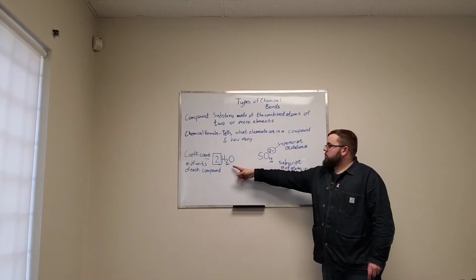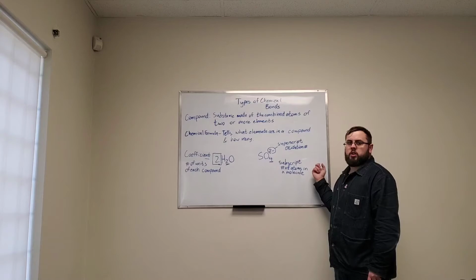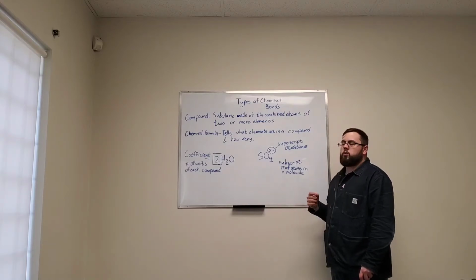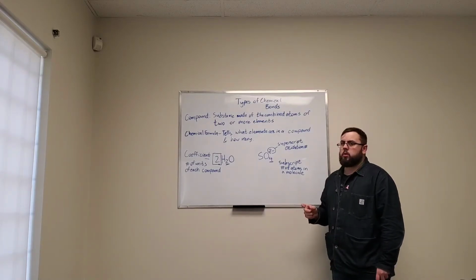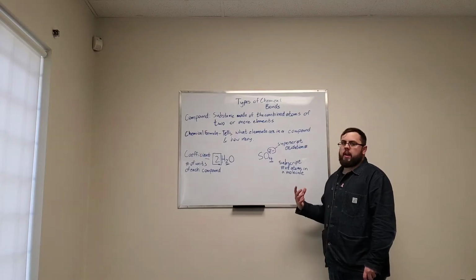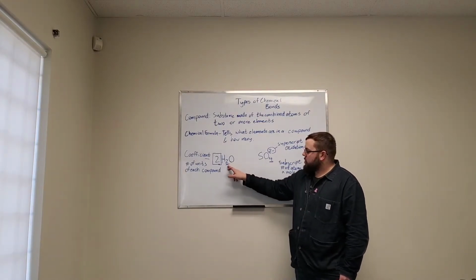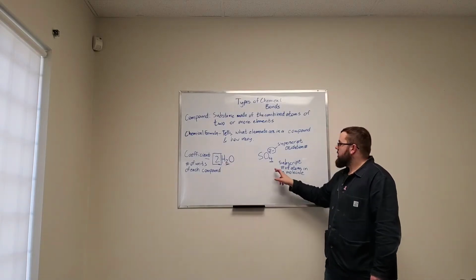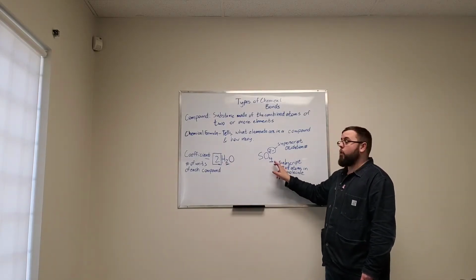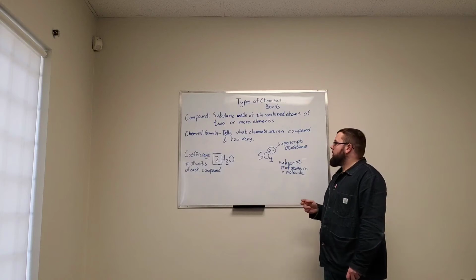Underneath both of these, we have a 2 and a 4. These are called the subscripts. Now subscripts tell you in each molecule how many are in that element, okay? So for example, right here, we have a 2, so we have 2 hydrogens. Here we have a 4, so we have 4 oxygens, all right?